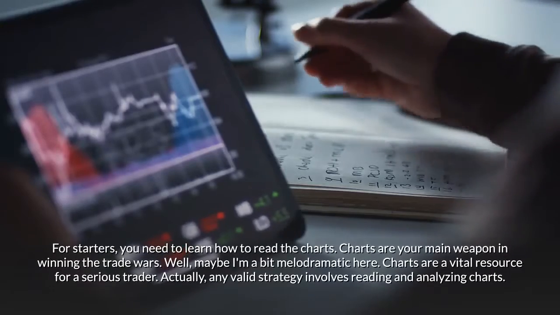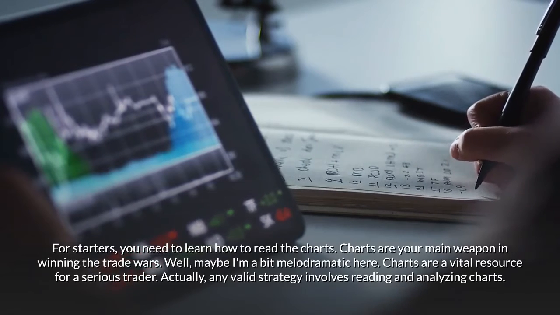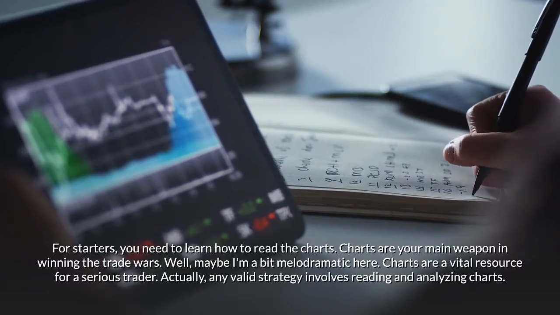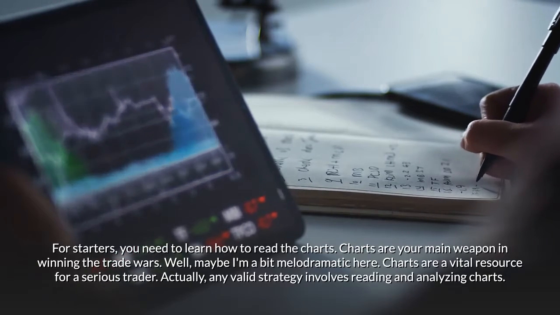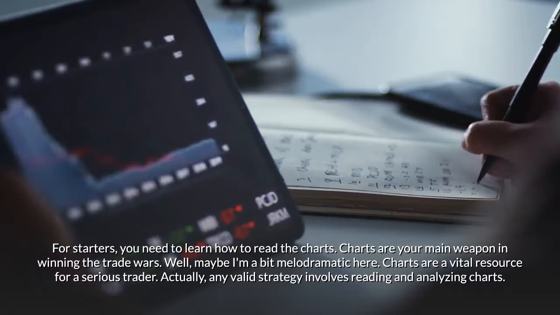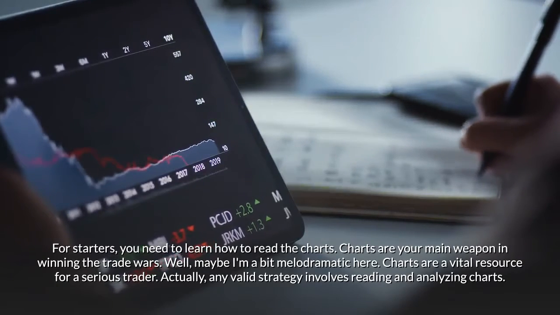For starters, you need to learn how to read the charts. Charts are your main weapon in winning the trade wars. Well, maybe I'm a bit melodramatic here. Charts are a vital resource for a serious trader. Actually, any valid strategy involves reading and analyzing charts.